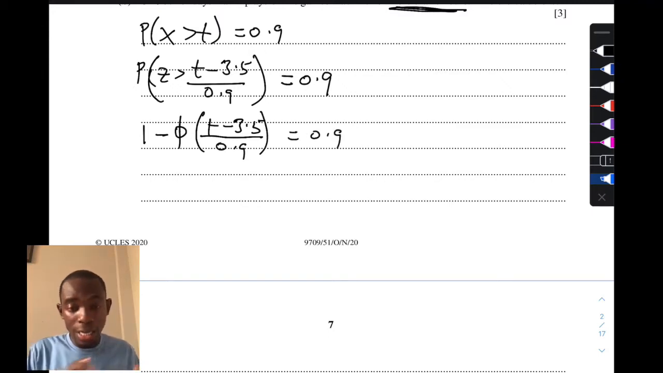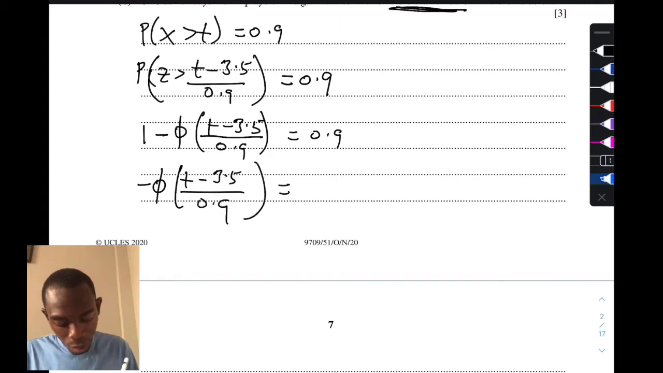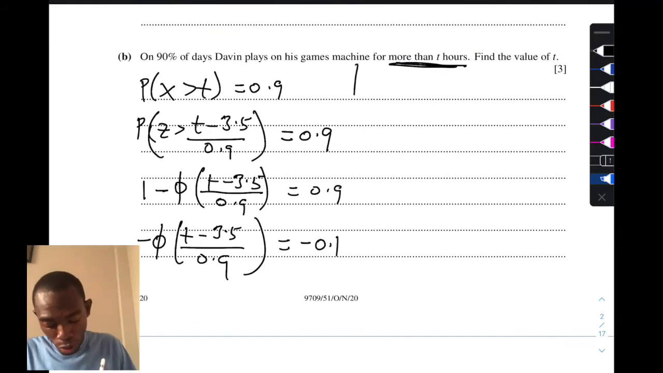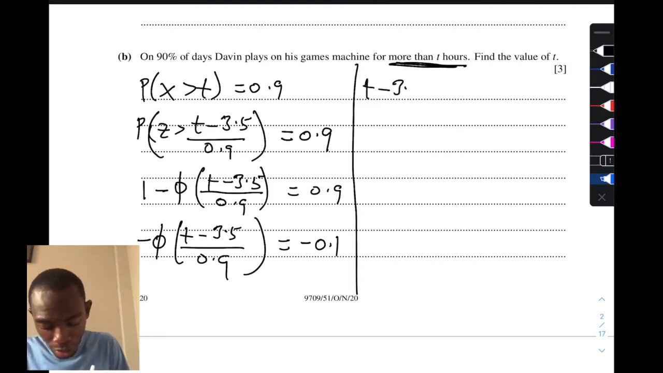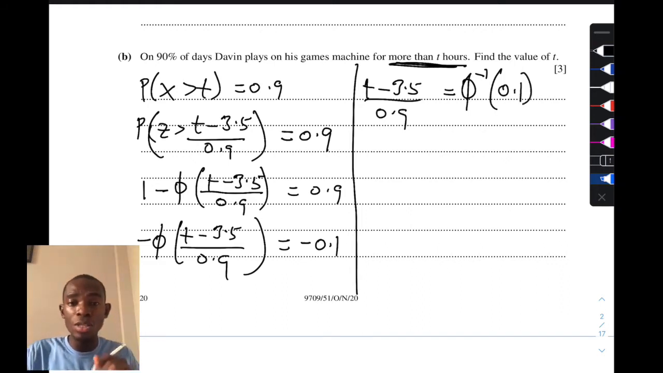So what we do is let's move the 1 to the other side. So you have negative phi of t minus 3.5 over 0.9 equals 0.9 minus 1, that will give you negative 0.1. Now, what you want to do at this stage, negative cancel out. So you have t minus 3.5 over 0.9 is equal to phi to the negative 1 of 0.1. But you see, the problem is that when you go to the z table, you want to read inside out, that's the inverse, or phi to the negative 1, you would not get negative 0.1 over there.